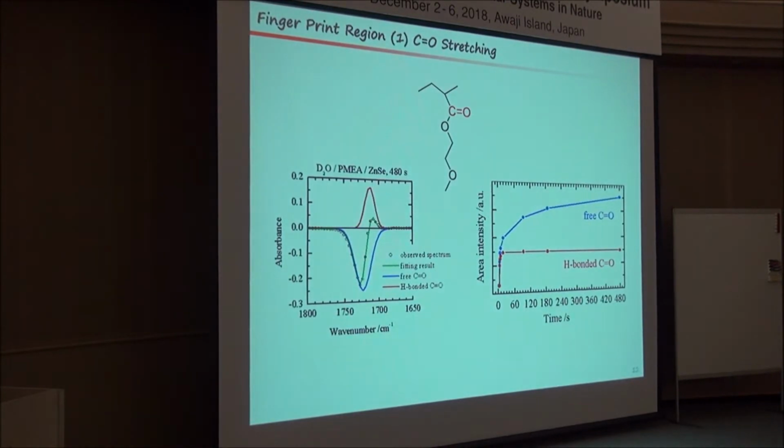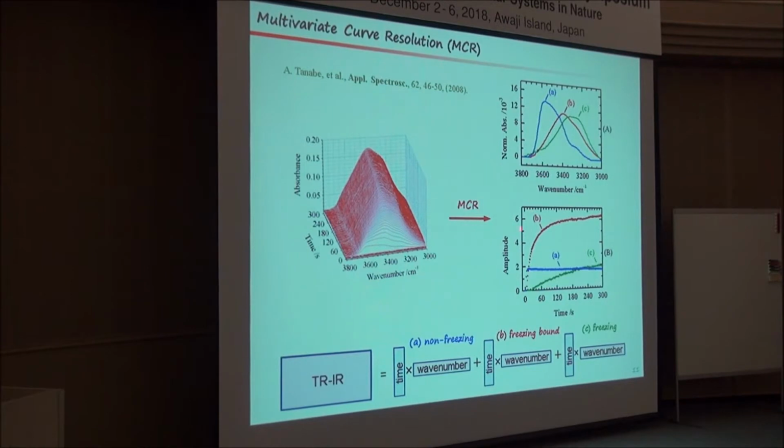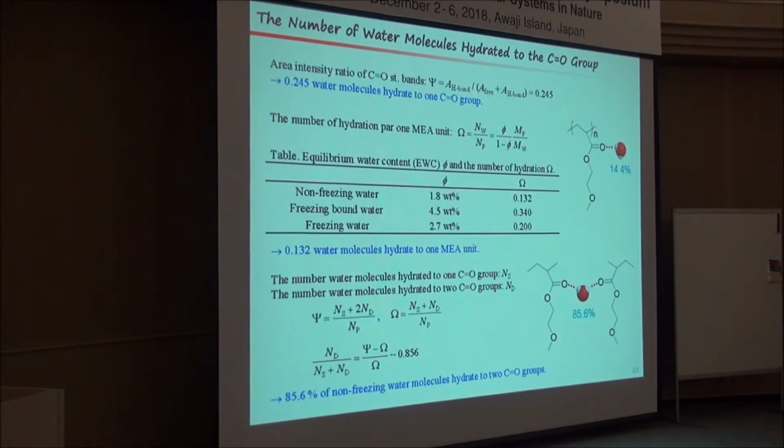So how can we interpret the hydration structure? We carefully check the fingerprint region. First of all, we check the C=O stretching vibration region. We can find this sigmoidal spectral shape. We assume two contributions. This is a plot of the intensity assuming hydrogen bonded CO and free CO. The increase of the free CO represents the swelling of the polymer, but the hydrogen bonded CO initially appears like non-freezing water. Therefore, we conclude non-freezing water hydrated the carbonyl group in the polymer.